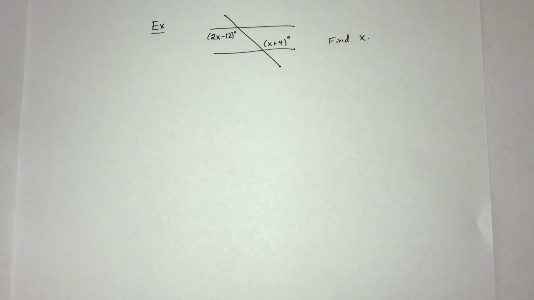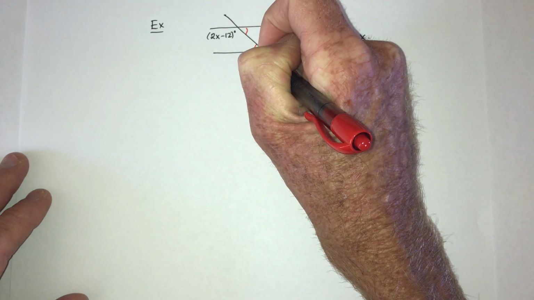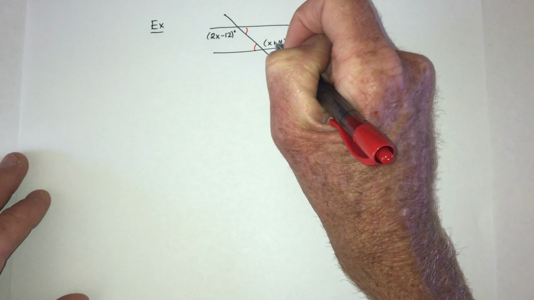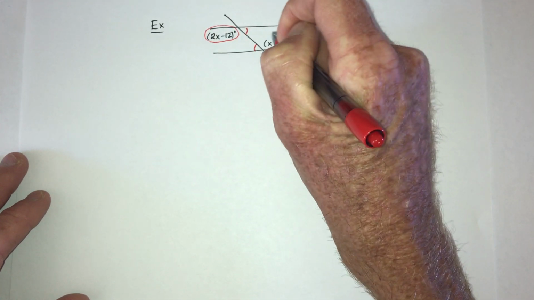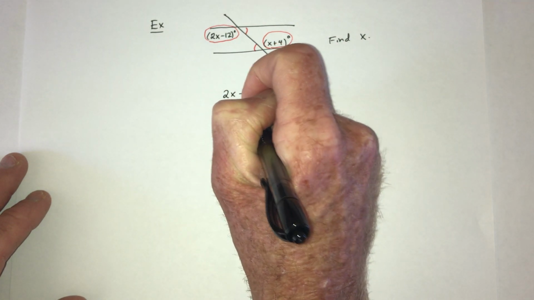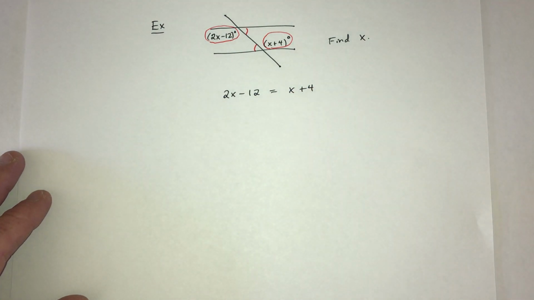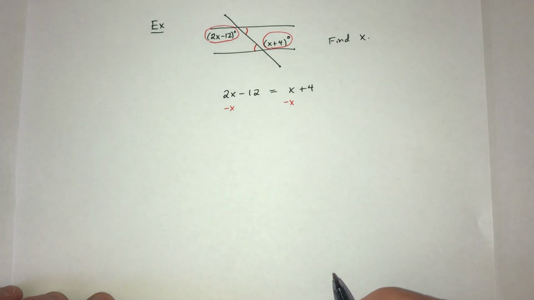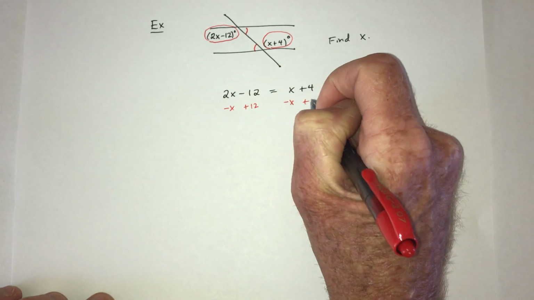Well, in the one that I just did, this angle has to be the same as this angle. But the same is true for this one on the outside of this transversal as well as this one. So that means that this one has to equal this one. So 2x minus 12 has to equal x plus 4. And then I'm going to collect the x's on the left side, so subtract x from both sides. And at the same time, move the number 12 to the right side.